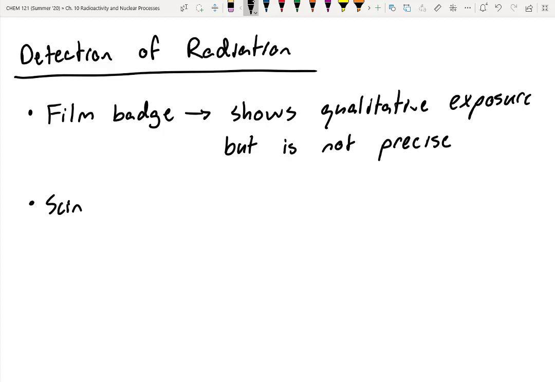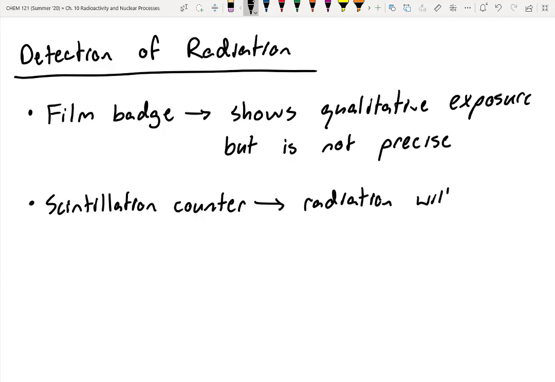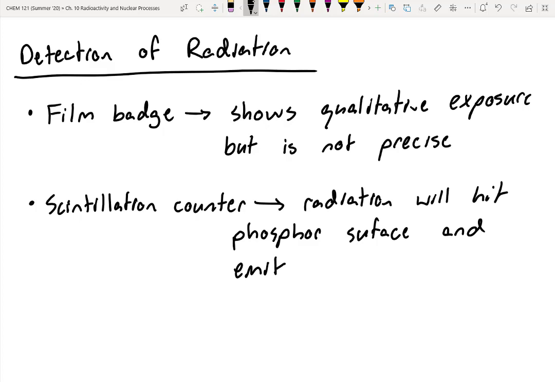All right, the next one's pretty interesting. This is a scintillation counter. All right, and this one's pretty interesting in that the radiation will hit a phosphor surface and emit a flash. And you might be wondering, well, what in the heck is a phosphor surface?